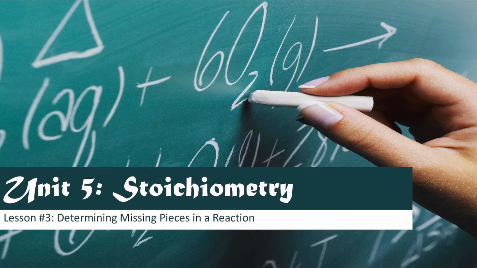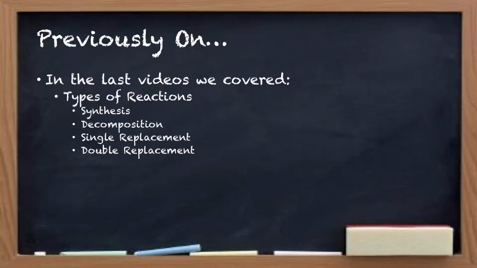Hey everyone, welcome back. This is lesson 3 in our unit 5 stoichiometry, and today's lesson is called determining missing pieces in a reaction. In the last video, we talked about the different types of reactions: synthesis, decomposition, single replacement, double replacement. There are more, and we'll get to them when we get to organic chemistry, but for right now, those are the 4 that you need to know.